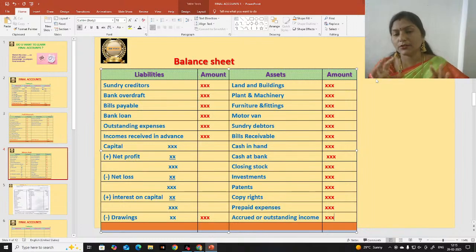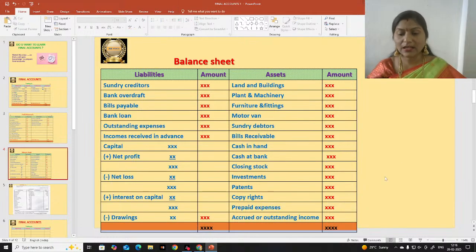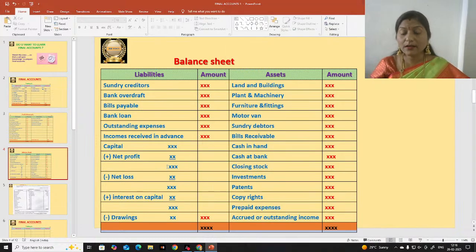So after this, you should do totals, and the total should always be the same. Then only your solution is correct in the examination. If you get the same total on both sides, asset side as well as liability side, we can say that your solution is correct. Okay, hope this is clear. And these are the minimum number of items you should remember whenever you do final accounts. I will show all these pro formas once, and it will be easy for you to copy later, and I will explain one question and solution also.